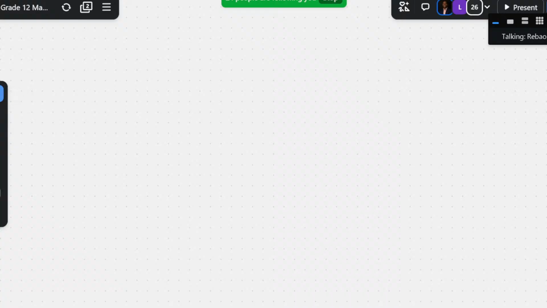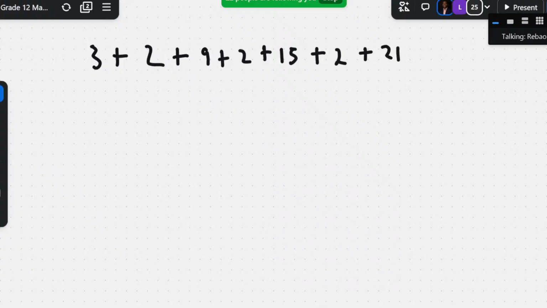So to check whether you understood what I've been doing here, here is another series. Again, we are calculating the sum. So 3 plus 2 plus 9 plus 2 plus 15 plus 2 and then 21 to 597. So if you notice here, they are not telling you how many terms there are in this series.